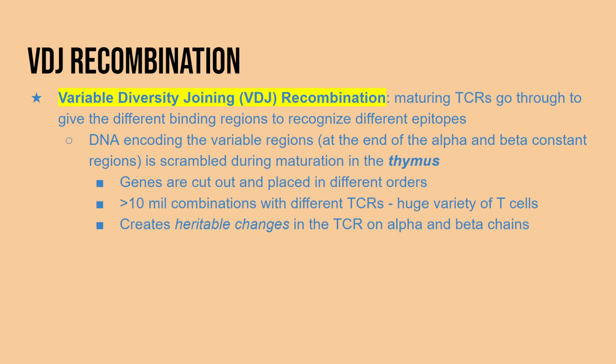But here's VDJ recombination, which is variable diversity joining recombination. This is the maturing that the T cell receptor goes through to allow it to recognize different antigens. The DNA scrambles when it's being matured in the thymus, and that allows it to recognize different pathogens. So it gives the immune system a greater diversity of things that it can respond to.